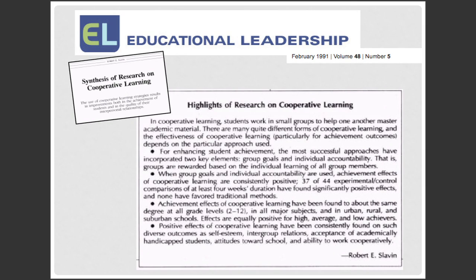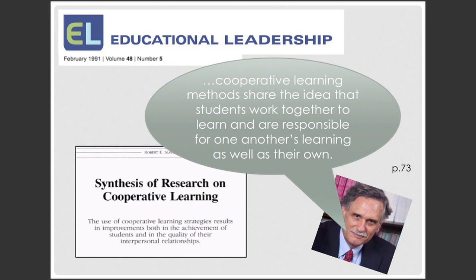So you read this article this week. You saw some of the things that Slavin said that make cooperative learning work as an effective learning strategy. He sums up his ideas saying, cooperative learning methods share the idea that students work together to learn and are responsible for one another's learning as well as their own. So that's sort of a summary of that idea that you saw in your reading. I won't belabor that, but you saw that there.